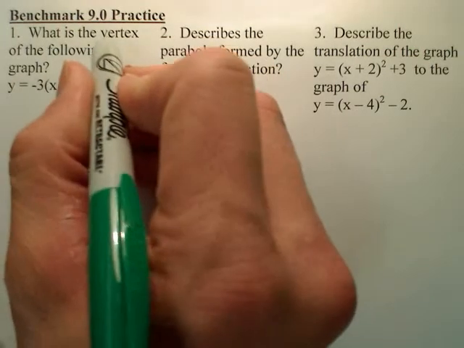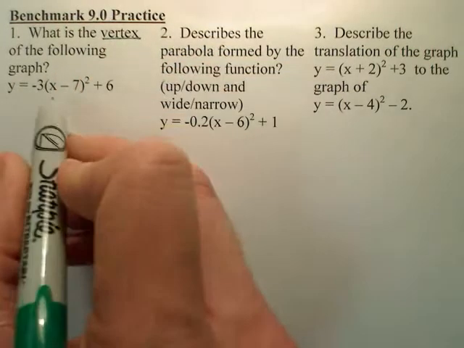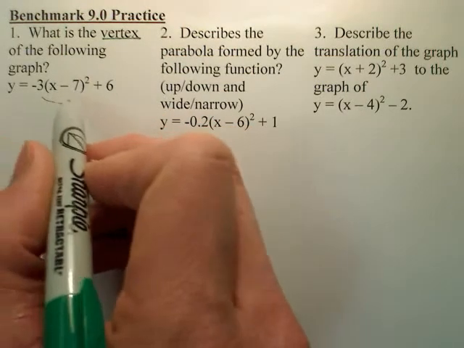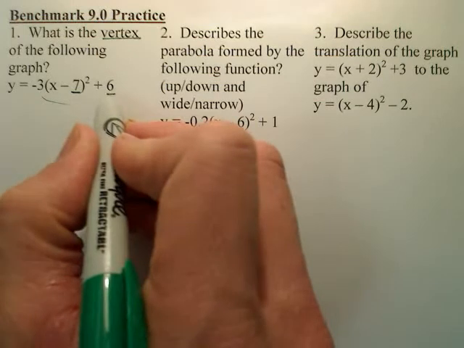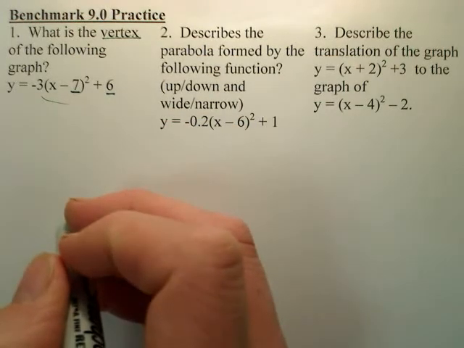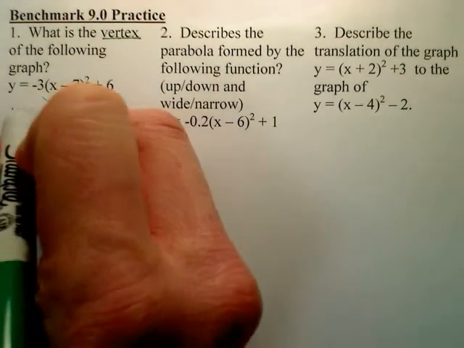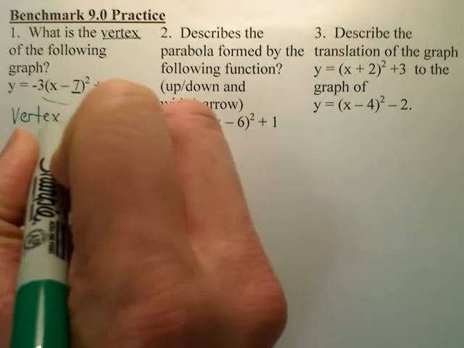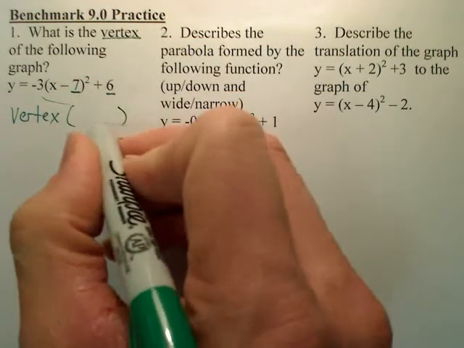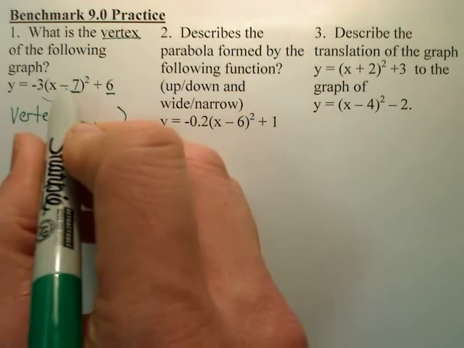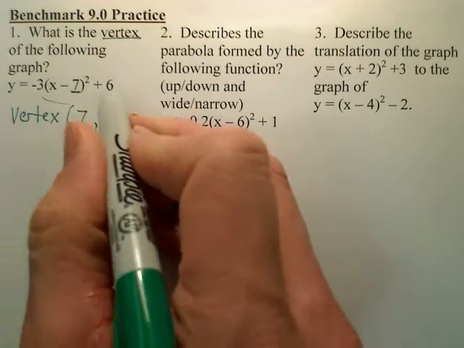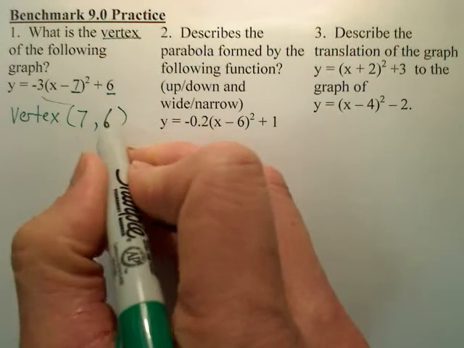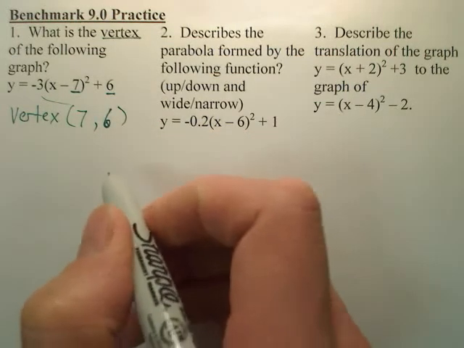What is the vertex? The key is the word vertex here of this vertex form parabola. Well, the key here is to look right there and right there. That's h, k. To find your vertex, you simply look at those two numbers. This is your x value, and it's the opposite of negative 7. So the opposite of negative 7 is positive 7 and 6. That is your vertex. It's as simple as that.